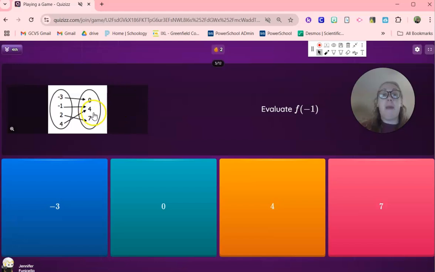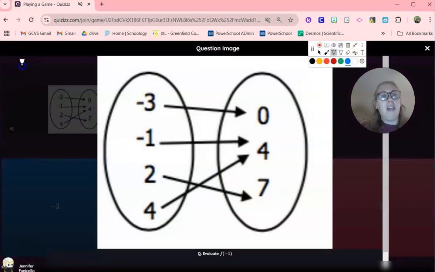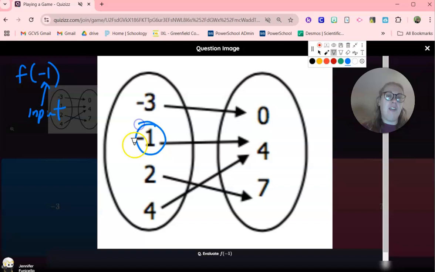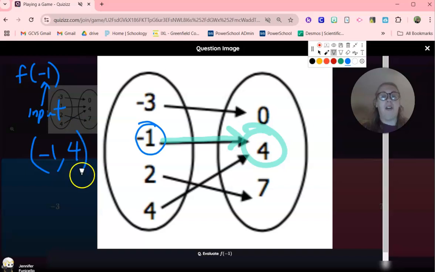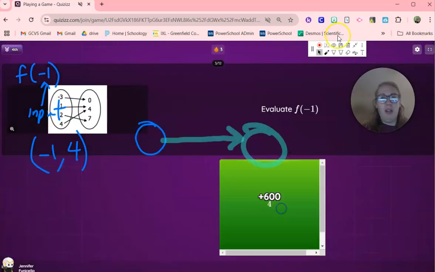This is an example of a mapping. So if we want to find f of -1, remember this is our input. So when we plug in a -1, what do we get out? Well, in the mapping, we literally just follow the arrow. Bloop. When we plug in a -1, we get out a 4. So that point is -1 comma 4 for this relation or function. So we're going to plug in 4.